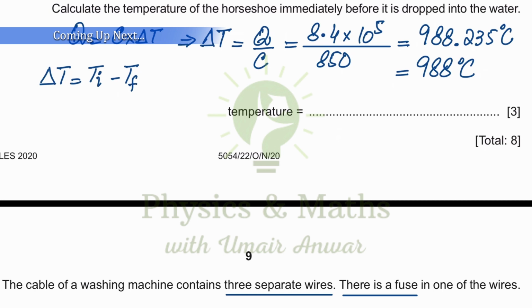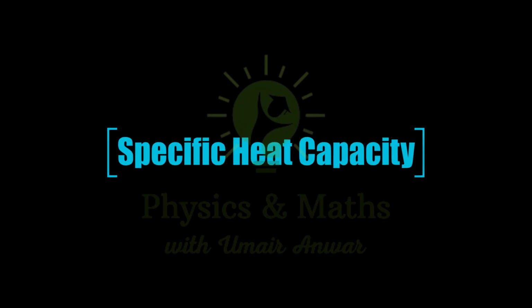So change in temperature, if taken as positive, would be 988. The initial temperature we have to find, the final temperature was 43.